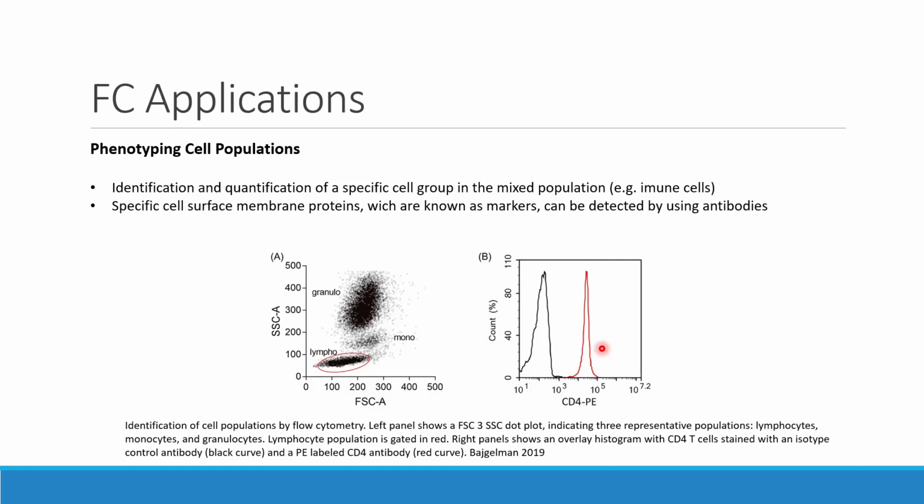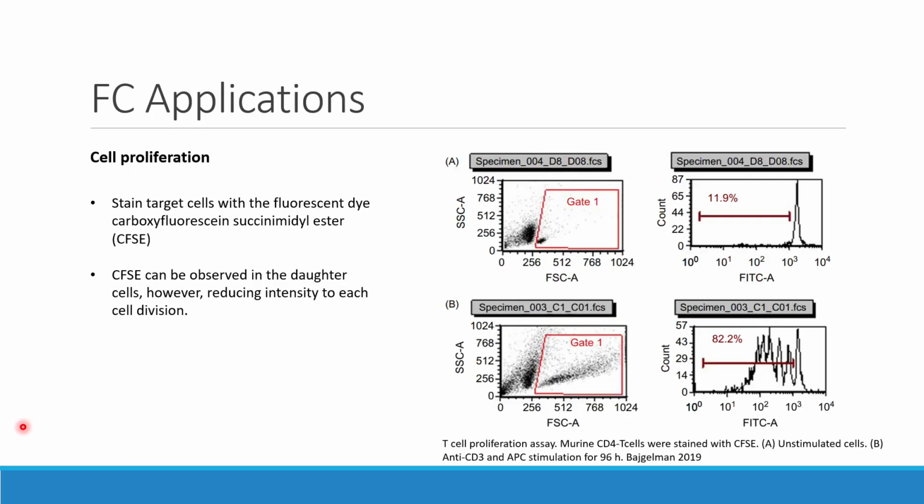Observing the right panel of the figure, we can identify CD4 T cells gated from the lymphocyte population as indicated in the left panel that were stained with a PE-labeled anti-CD4 antibody. Flow cytometry can also be used to measure cell proliferation. The most common protocol is to stain target cells with the fluorescent dye carboxyfluorescein succinimidyl ester (CFSE).